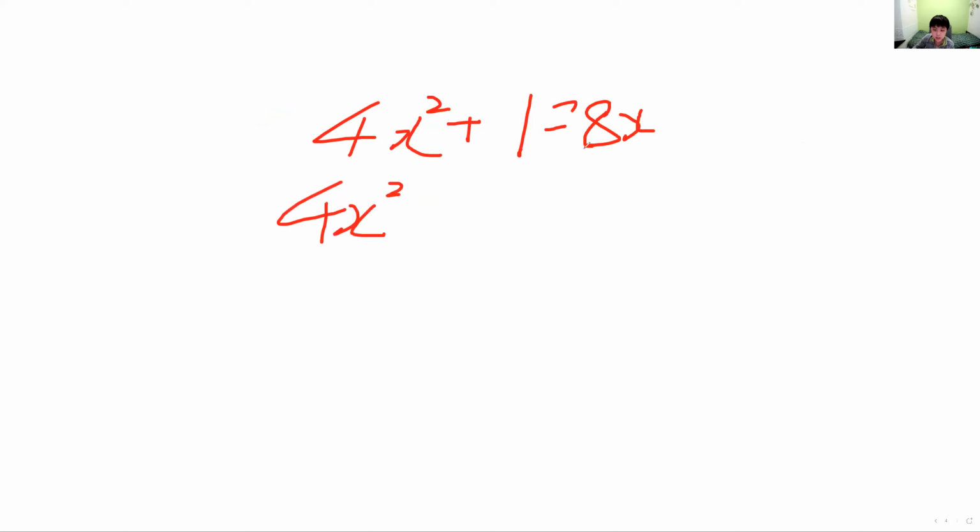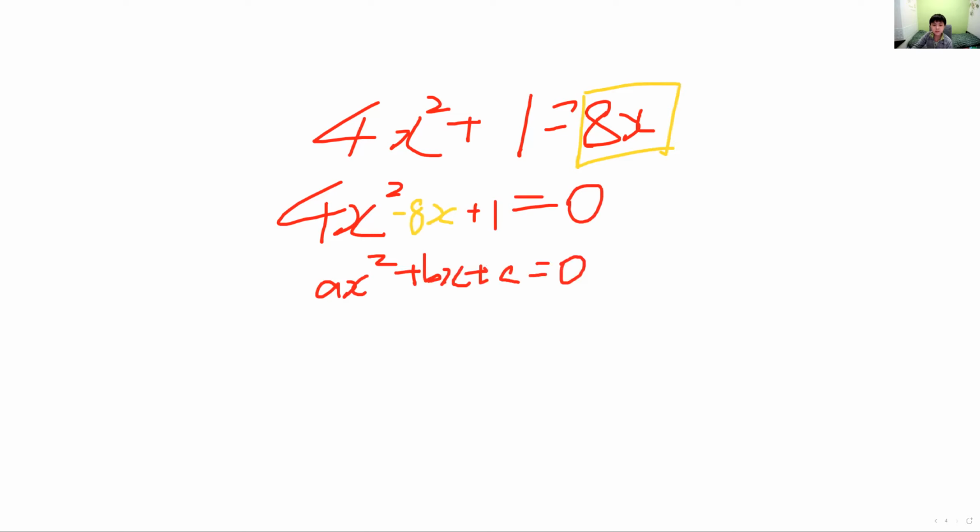We have to move this 8x, so that means this part, to the left hand side. You may ask why? Because once we move it to the left hand side, it makes the right side 0, and it actually fits our ax squared plus bx plus c equals 0 structure. It can truly be put in here.